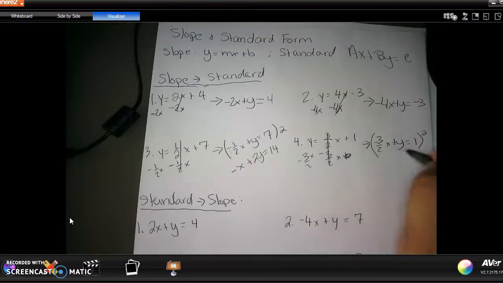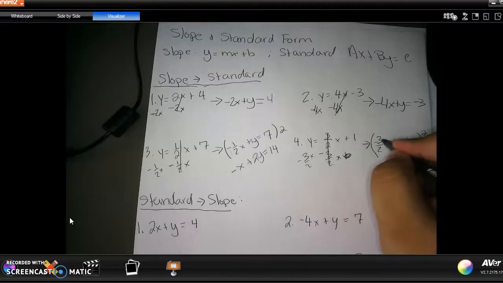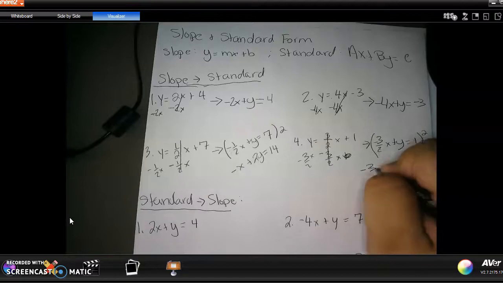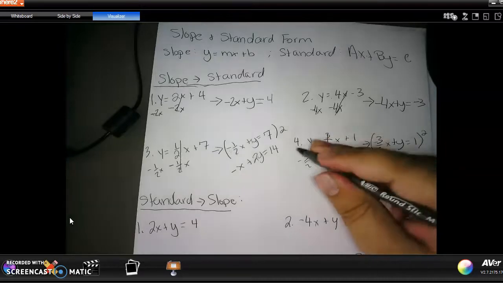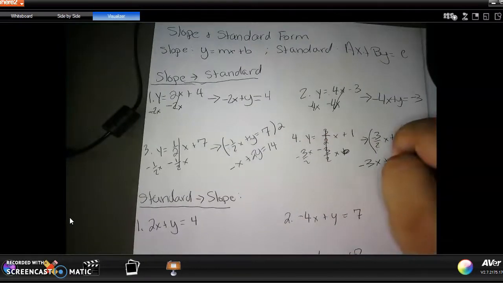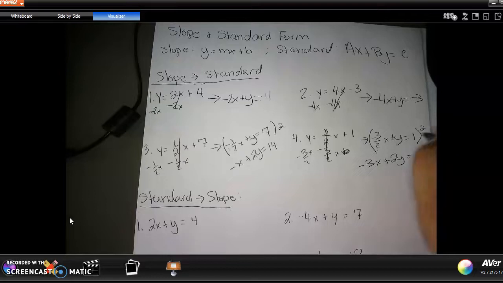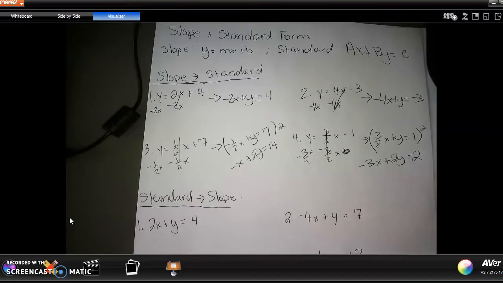Well, on this one, we got to do the same thing. Multiply everything by 2. Negative 3 over 2 times 2 is just going to be negative 3 because those 2's cancel, right? So we just got negative 3x plus 2 times y. Well, over here it was 2y. So it would stand to reason that over here it should also be 2y. Equals, well, 2 times 1, that's 2. Okay? And that's how you go from slope to standard.